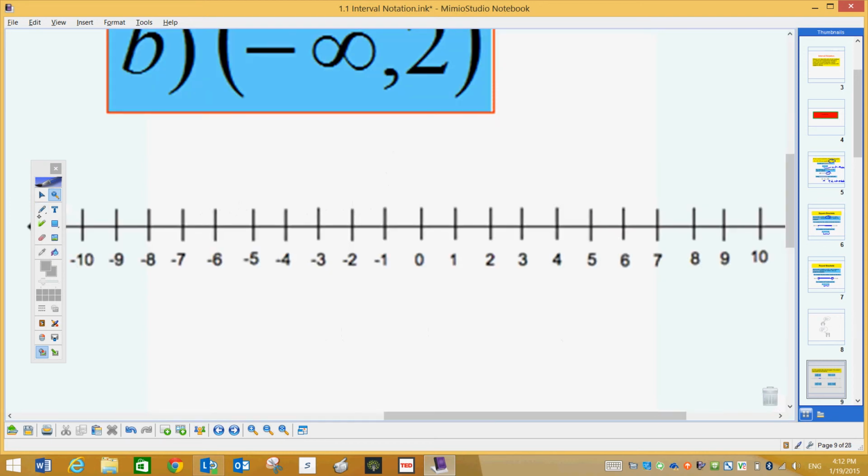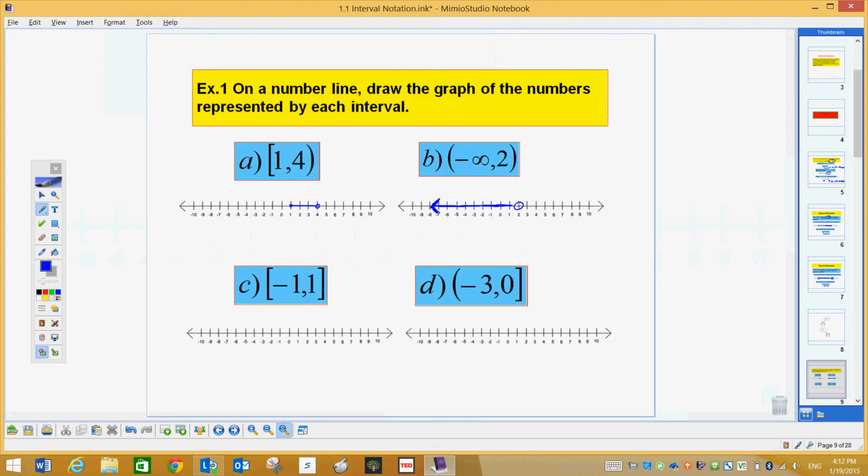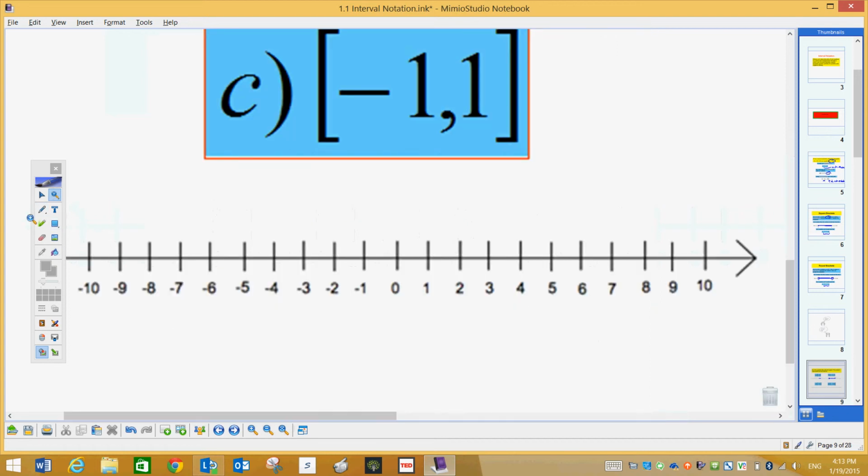Okay, if we were going from negative infinity to 2, as we're doing in question B, our number line would look like the following. We would have an open circle at 2, and we'd be shading everything to the left, and we would have a big solid arrow at the end indicating we're shading everything to the left of 2. Looking at C, we're going from negative 1 to positive 1, and they are closed, so I would be shading from negative 1 with a closed circle to positive 1 with a closed circle, and we'd be shading everything in between.